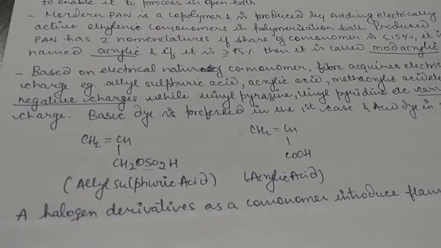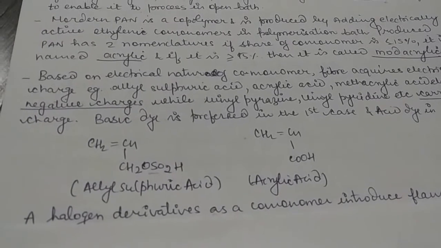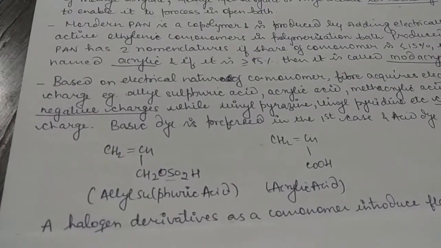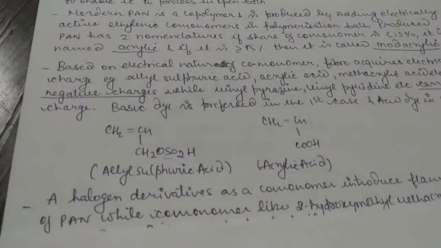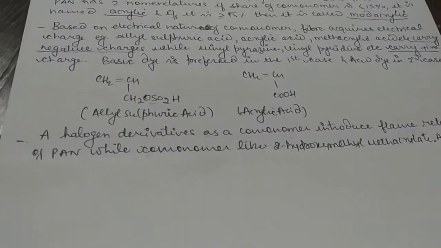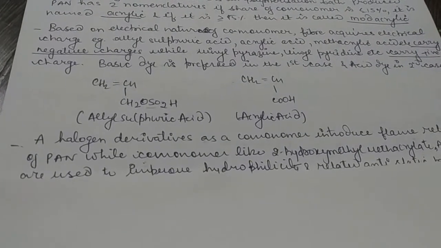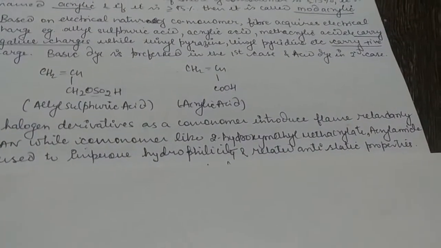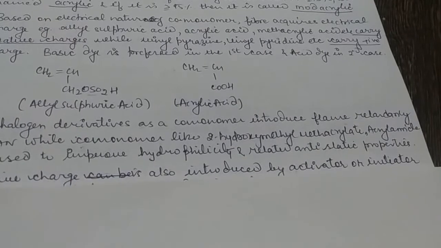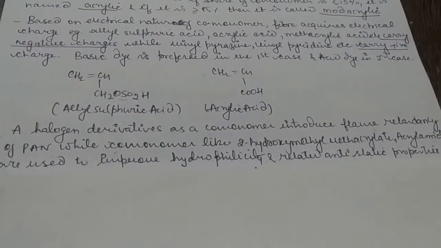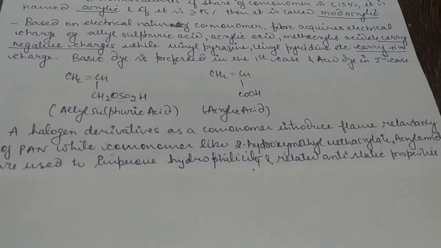If we add a copolymer which carries a negative charge, then the acrylic fiber can be dyed with basic dye, and vice versa. A halogen derivative as a comonomer introduces flame retardancy to polyacrylonitrile, while comonomers like 2-hydroxymethyl methacrylate and acrylamide are used to improve hydrophilicity and the related anti-static property. So it depends on the property of the comonomer added in the fiber, which plays a great role in the properties of the fabric or fiber.